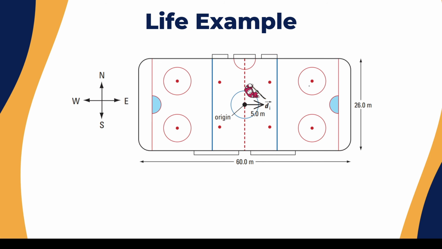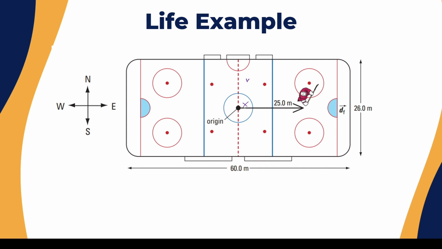Now if we take a live example, we have here a hockey field. We have a hockey player over here. The hockey player is at the origin point of the field. Now he's performing a motion, and we know the width and the length of the field. If the player moved 25 meters from the origin point, how do you describe the displacement of the player? Visually you can say the displacement is 25 meters to the right.